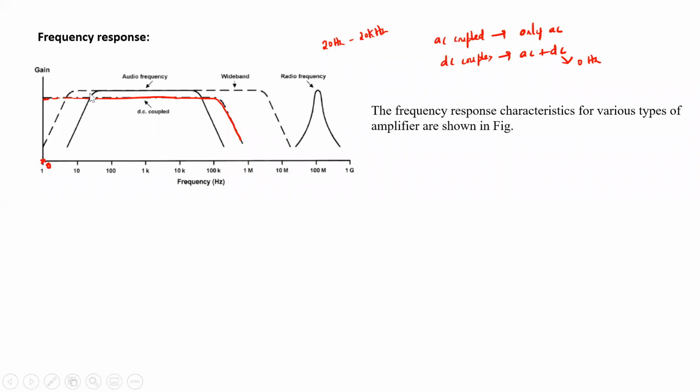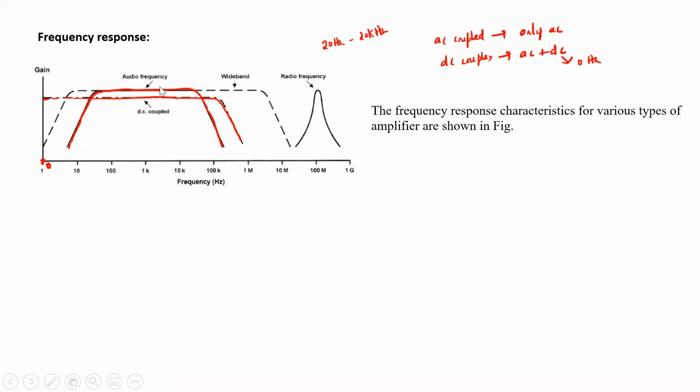You see this solid line. Let me now bring that with the red line again. The solid line which I'm drawing now is for audio frequency amplifier. And audio frequency ranges from 20 hertz to 20 kilohertz. It's almost from 20 hertz to 20 kilohertz, or a little more than that, somewhere here. So this is the audio amplifier.